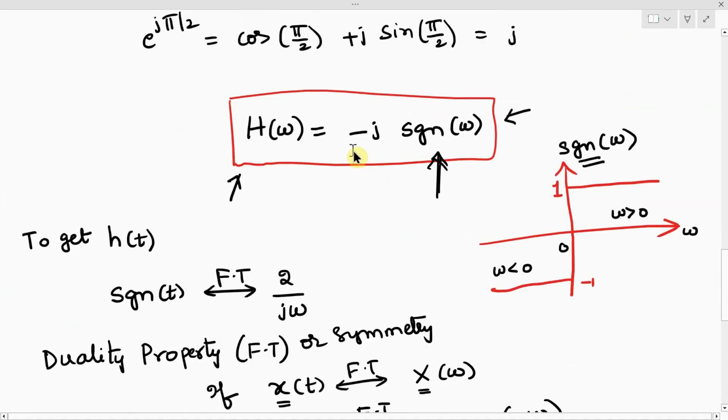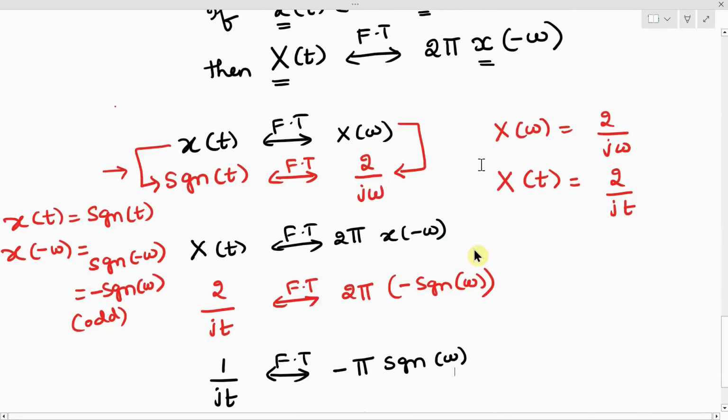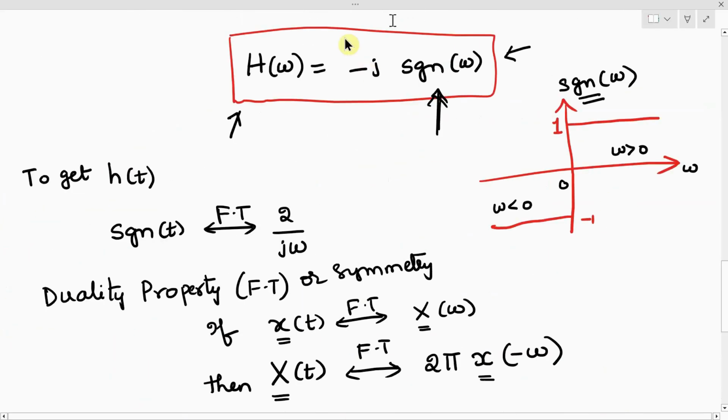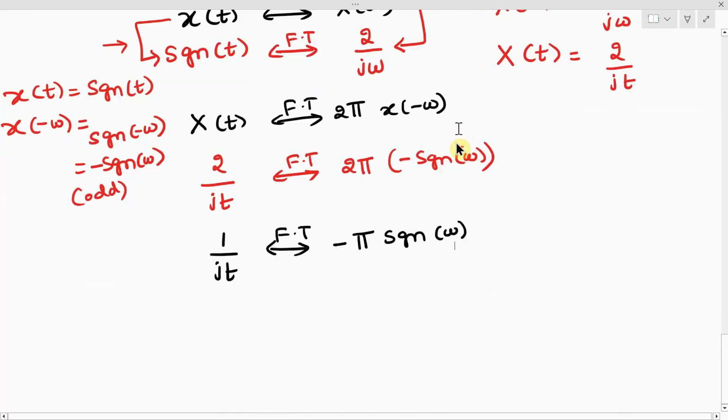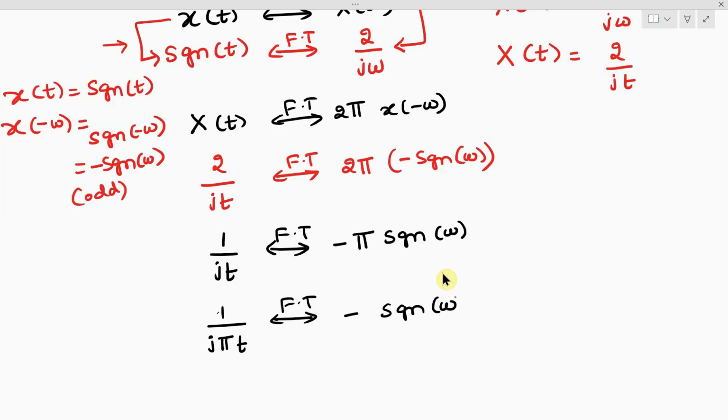Do you observe here minus j signum function of omega or minus pi signum function of omega? Here, for Hilbert transform, minus j signum function of omega, not minus pi. So what will I do now? I will divide with pi on both sides. So dividing with pi, what you will get? 1 by j pi t, Fourier transform will be minus signum function of omega. Accepted?